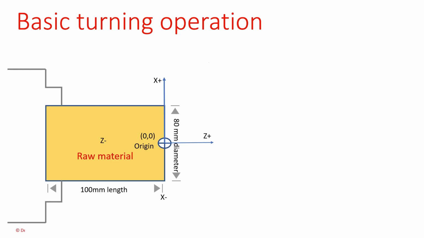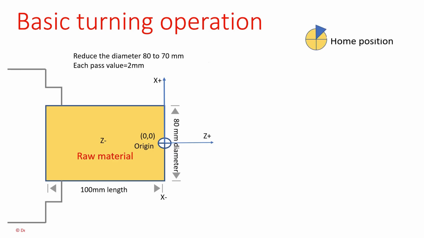We can reduce the diameter from 80 mm to 70 mm. The difference in the diameters is 10 mm. That 10 mm we can't complete in a single pass. That 10 mm we can divide into 5 passes. Now each pass value is 2 mm. This is the home position. The cutting tool is available.